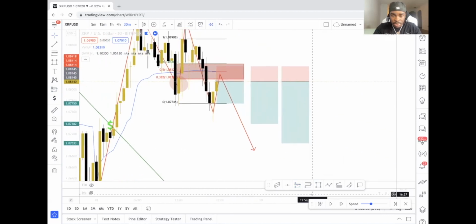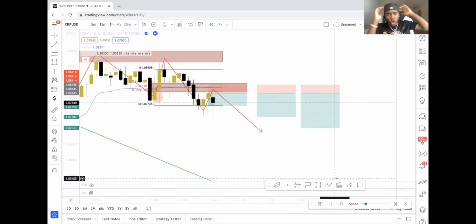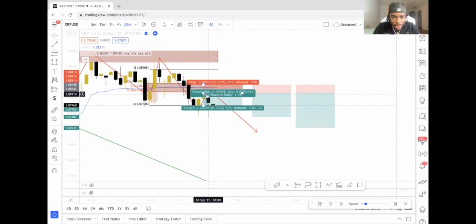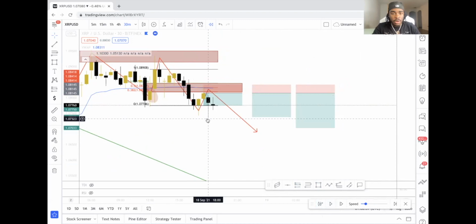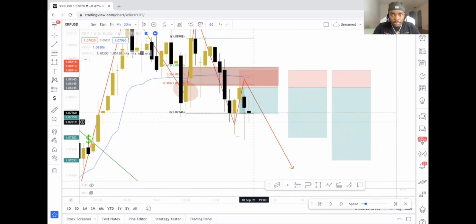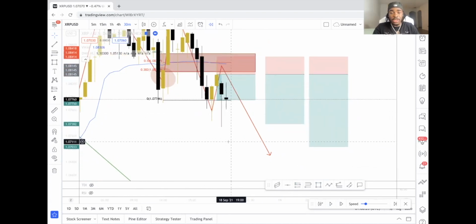So let's see what happens. Boom! Right there. Right there, you just hit your TP on one 30-minute candle. Instantly drops. Why? Because everybody knew that this was the sell area. Everybody was waiting for price action to hit this Fibonacci area right here that I drew up. That's why there was a bunch of candles like that, because everybody else is watching the fib area.